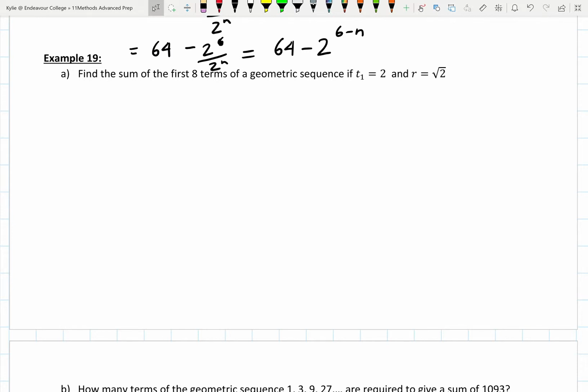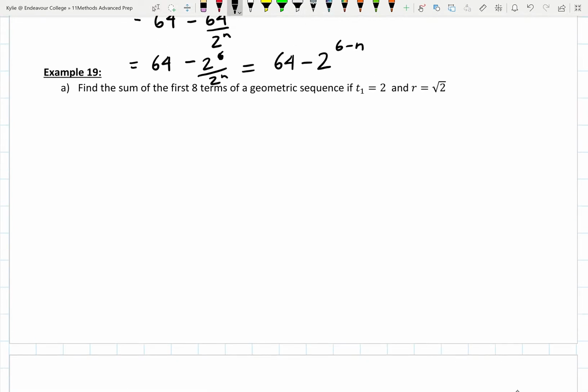Alright, so this one is asking us to find the sum of the first 8 terms of a geometric sequence if the first term is 2 and the common ratio is the square root of 2. And we're talking about the first 8 terms, so we can also write that n equals 8.